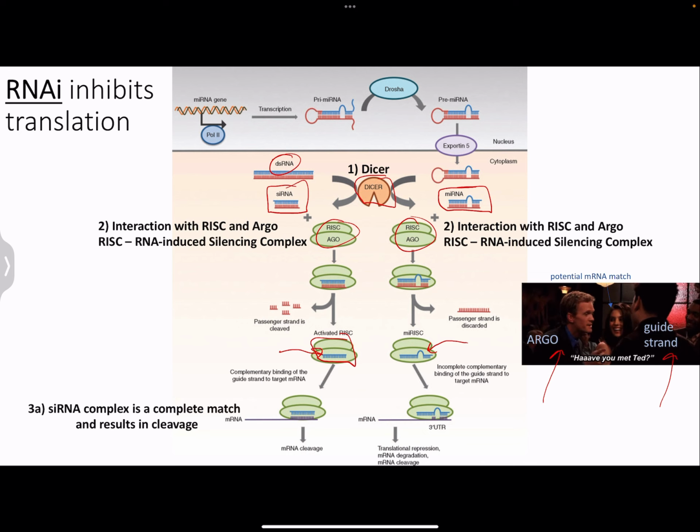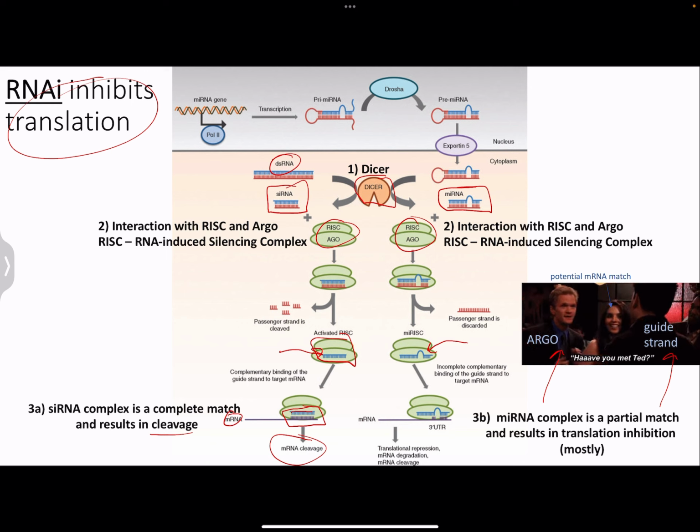Now, in the siRNA, it is important that there is a complete match between the mRNA and the siRNA that we have right there. And if this is the case, then we cleave the mRNA. So again, we're all about inhibiting translation. Well, if you cleave the mRNA, you're absolutely going to inhibit translation. In this case, notice that it's not a complete match. It's a partial match. And instead of degrading the mRNA, it's usually going to repress translation. So miRNA is a partial match, and it typically represses translation at the ribosome. And the siRNA is a complete match, and it typically results in cleavage of the mRNA.